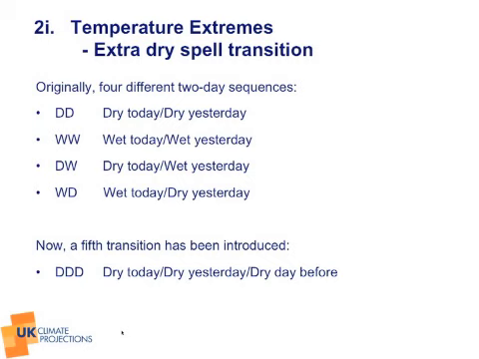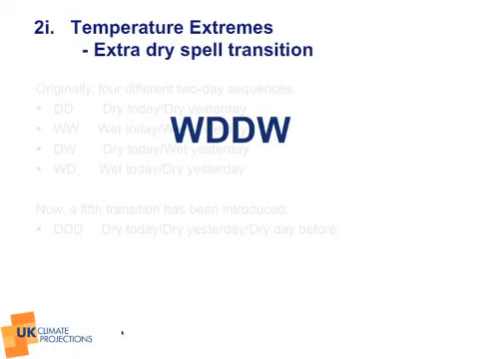The original weather generator had 4 different 2-day sequences: dry today, dry yesterday; dry today, wet yesterday; wet today, wet yesterday; and wet today, dry yesterday. However, it didn't simulate the build-up of temperature during longer dry spells. For example, if a 2-day dry spell fell between 2 wet days, it would show the same results as if it were part of a longer dry spell.